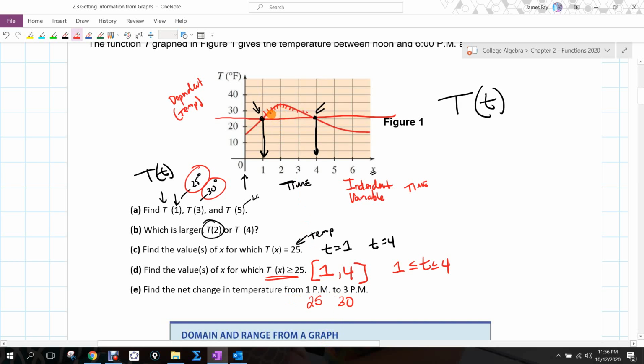So the net change would be a positive 5 in this case, from 1 to 3, positive 5.